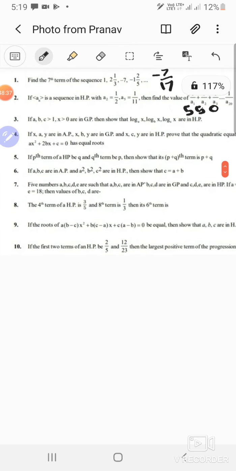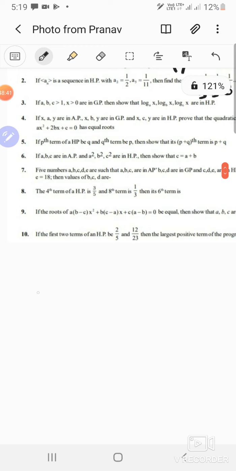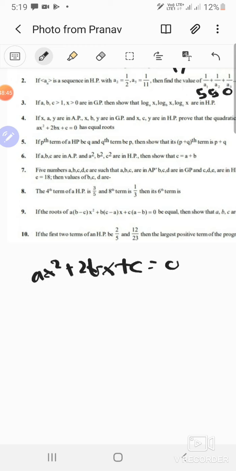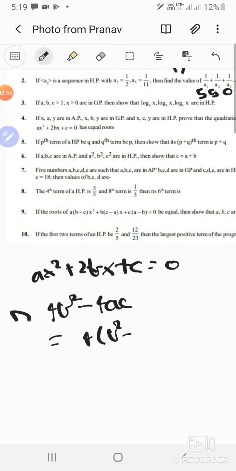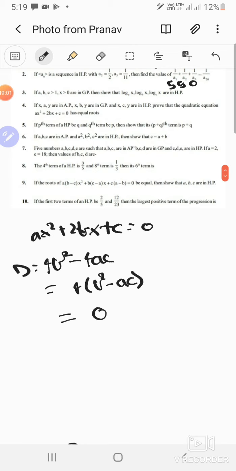Okay, so now we have to prove that ax squared plus 2bx plus c equals 0 has equal roots. So the discriminant of this quadratic is going to be 4b squared minus 4 into a into c. That is 4 into b squared minus ac, but b squared minus ac is 0, so the discriminant is equal to 0, which means that this equation has equal roots. Oh, this was easy.